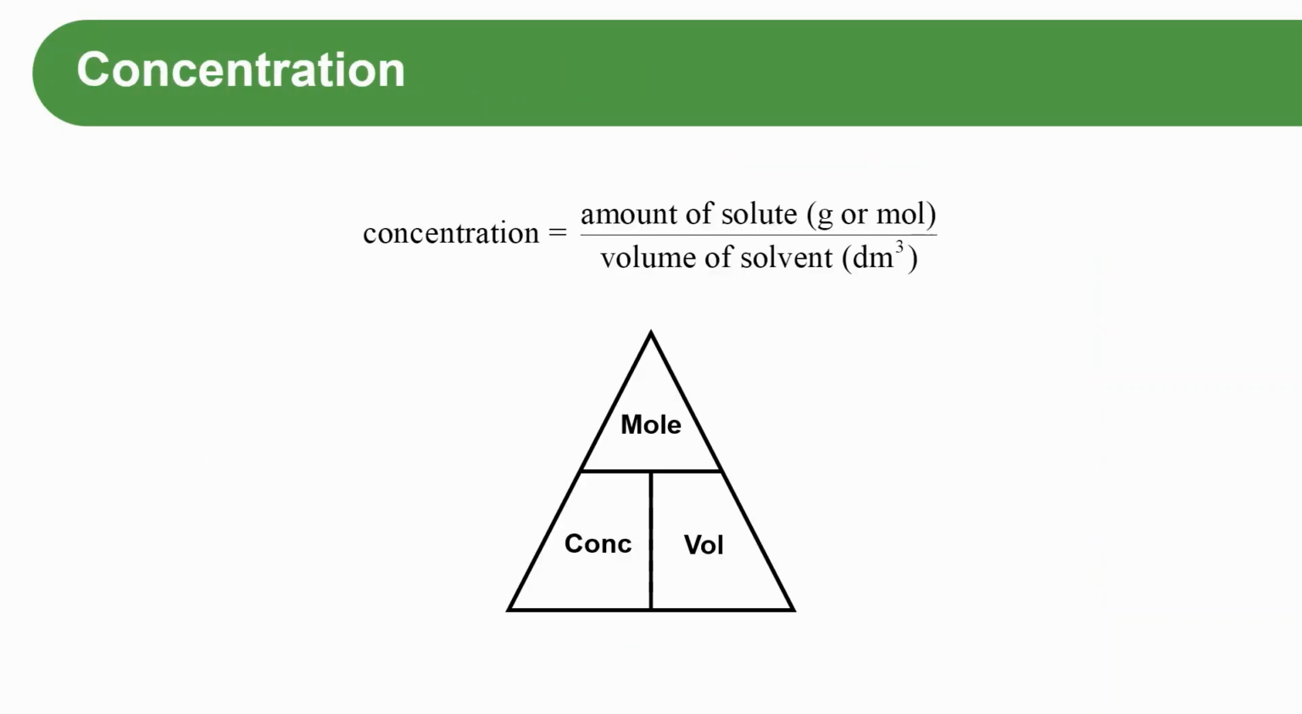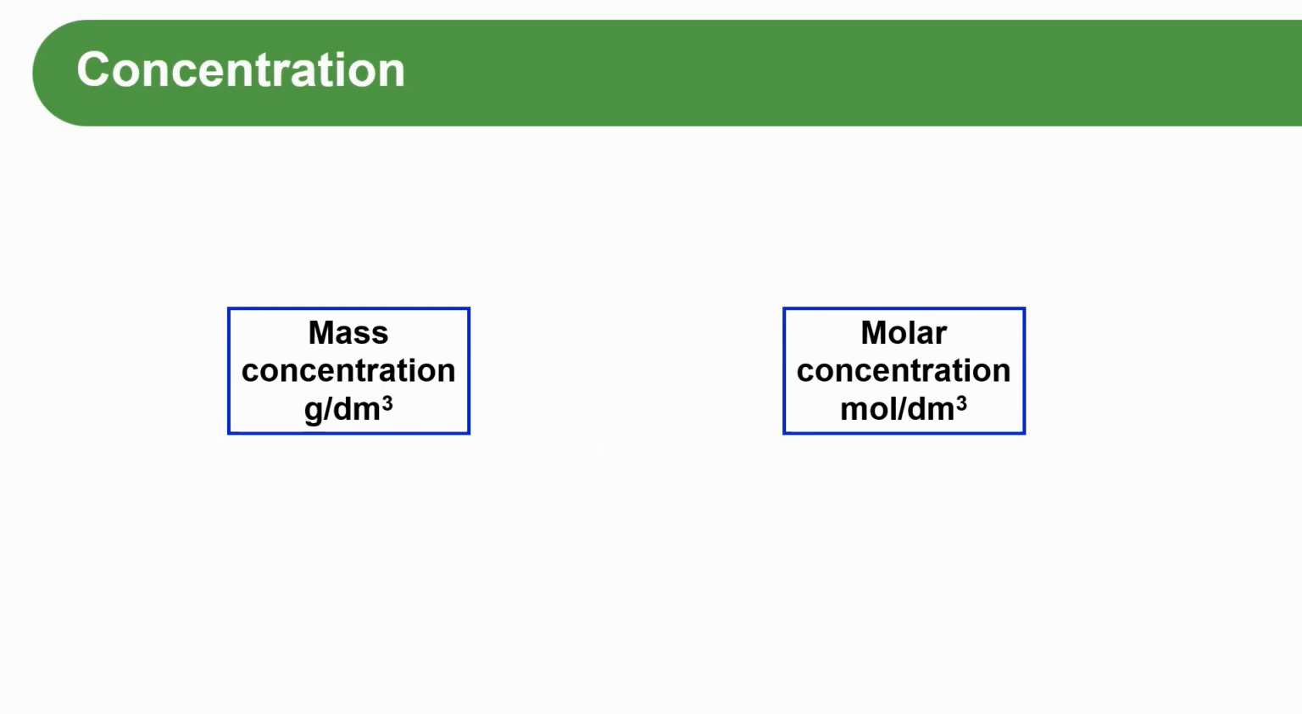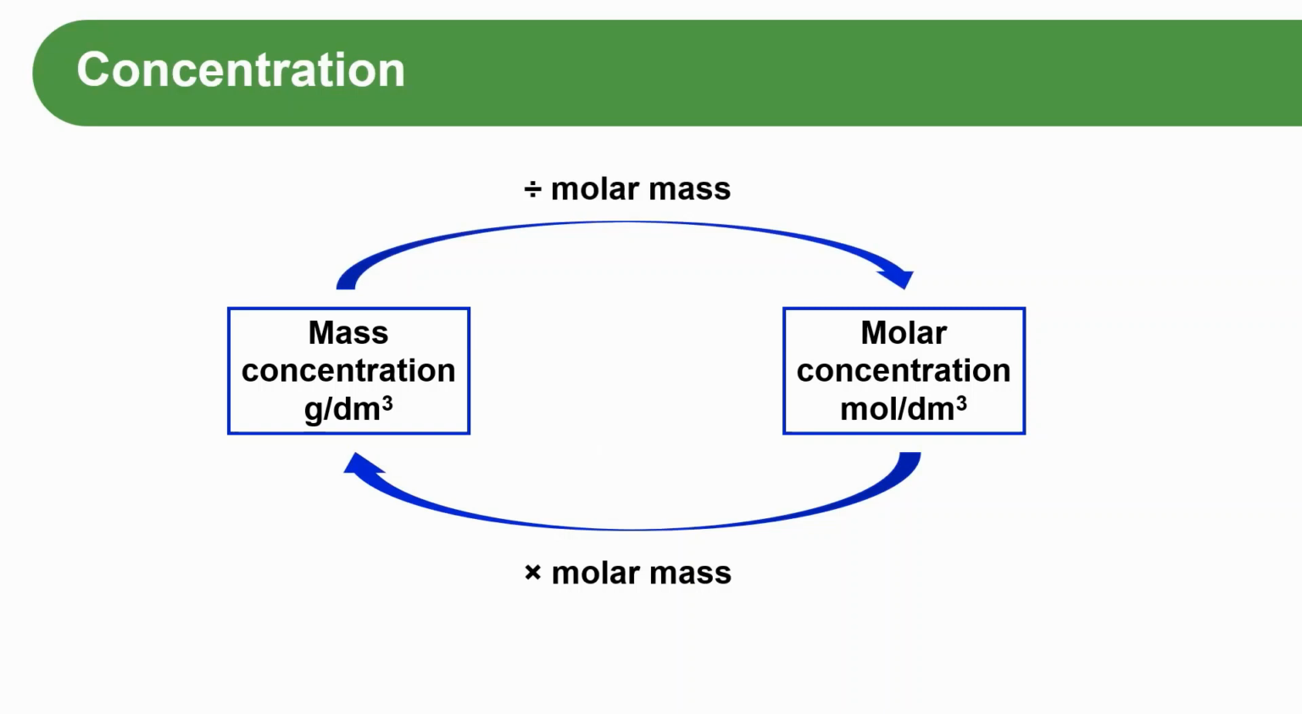Whenever we talk about solutions, the first thing that comes to mind is concentration. So just a very quick recap. Concentration is the amount of solute divided by the volume of solvent. And there are two types of concentration. One is by mass, the other one is by mole. And we need to know how to convert from molar concentration to mass concentration and the opposite. So from mole to mass, we multiply by molar mass, and from mass to mole, we divide by molar mass.